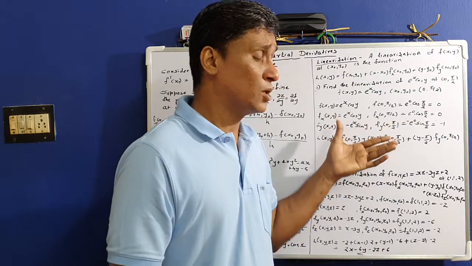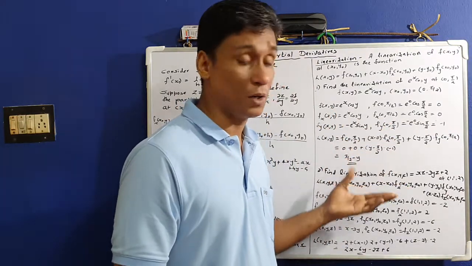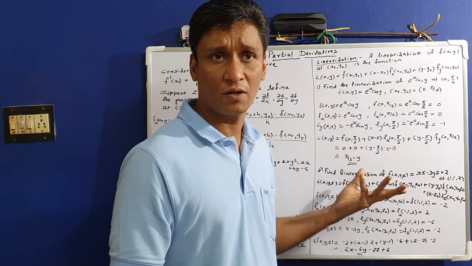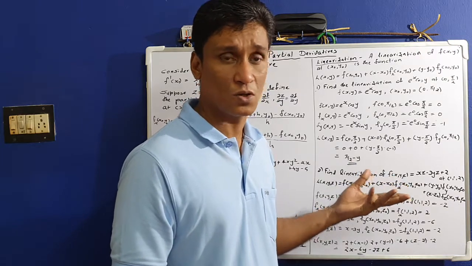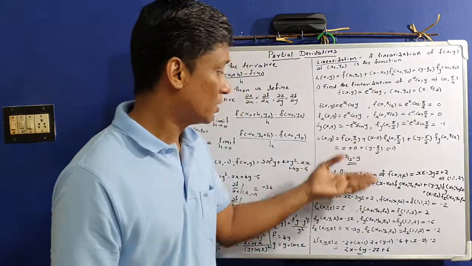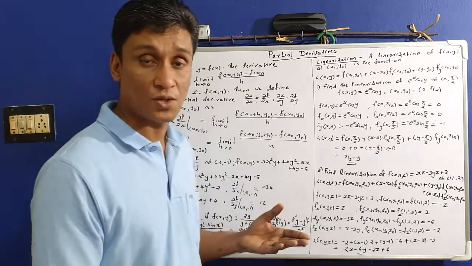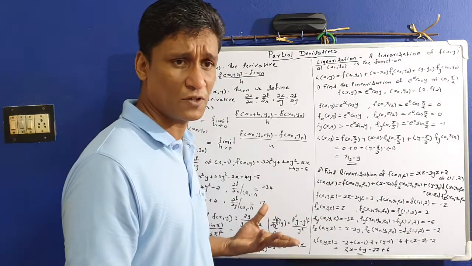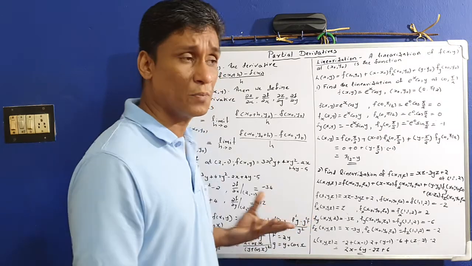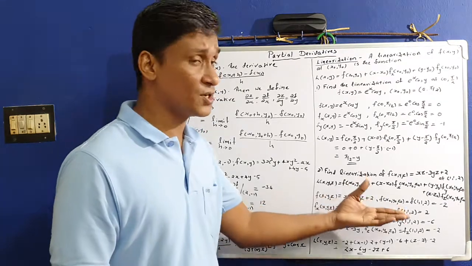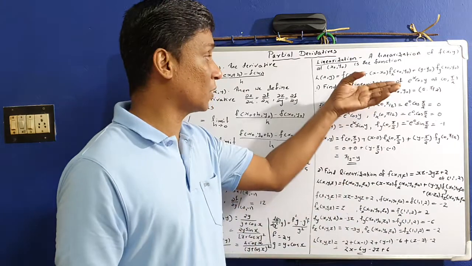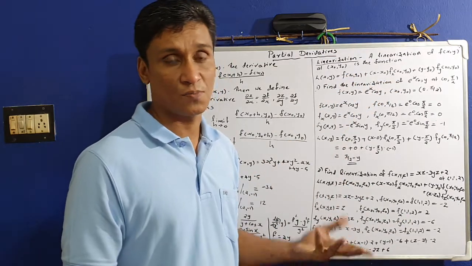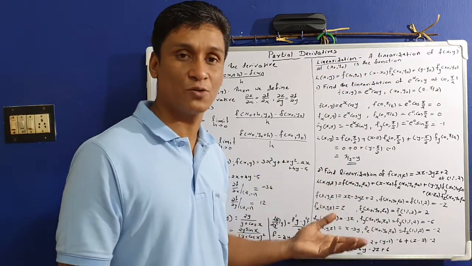Lots and lots of problems are available in your textbook, or you can find them in the question papers also, problems asking about linearization. All these are simple things. Once you know differentiation, partial differentiation is simple. Once you know partial differentiation and this formula, linearization is simple, just by recalling that formula and substituting in it, that's all.